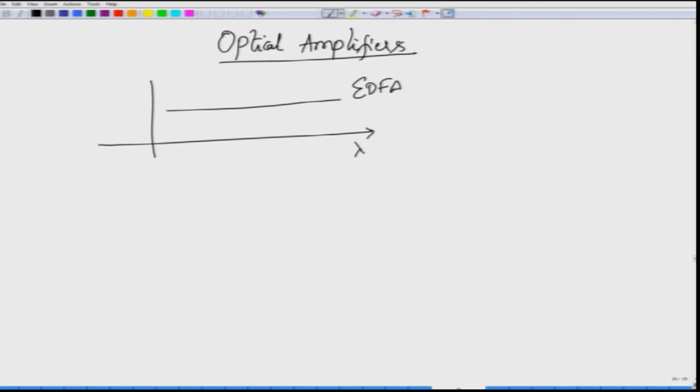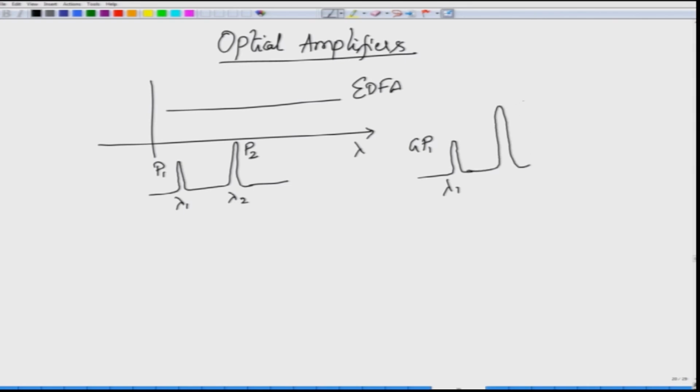Why is this flat gain important? Let us assume that the input signal happens to be two wavelengths, one at lambda 1 and the other at lambda 2, but the power of lambda 1 is P1, the power of lambda 2 is P2, and we have assumed in this case that P2 is higher than P1. Of course, information is sitting on these two wavelengths, these are the two carriers. If you had a flat gain erbium doped fiber, then the output would exactly be G times P1 for the wavelength lambda 1, and G times P2 for the wavelength lambda 2.